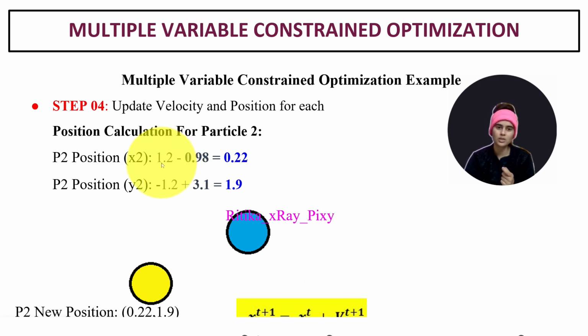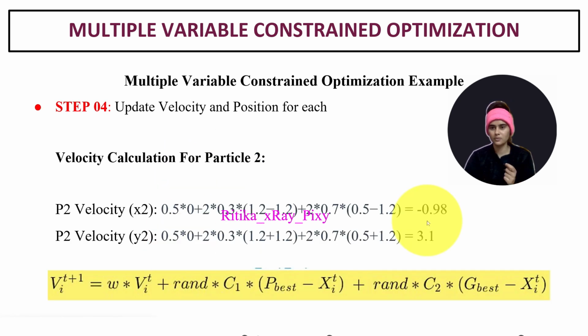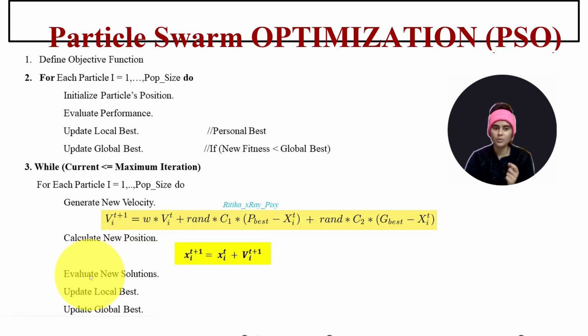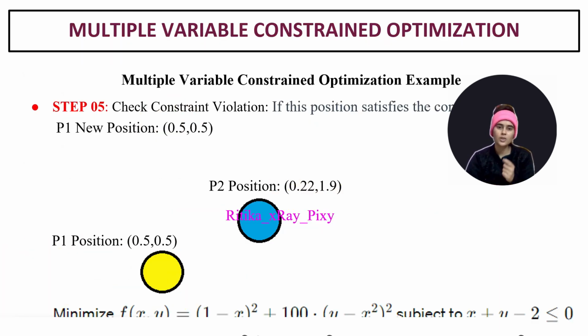So in the previous position 1.2 we added the value that we calculated here, that is minus 0.98, so it is 0.22. For the second point it is 1.9. So the new position for this particle is updated, that is 0.22 and 1.9. Now we will evaluate new solutions. First we will check the constraint violation for the new position, if this position satisfies the constraints or not.